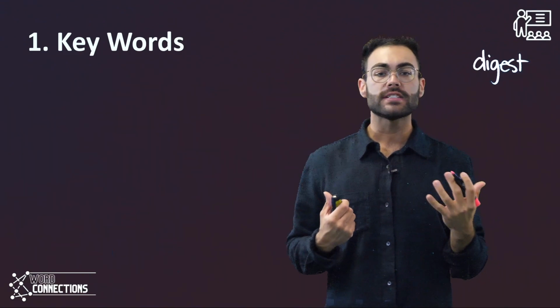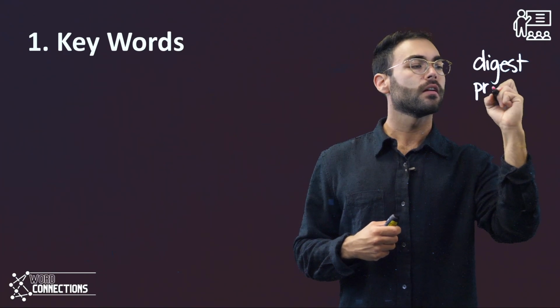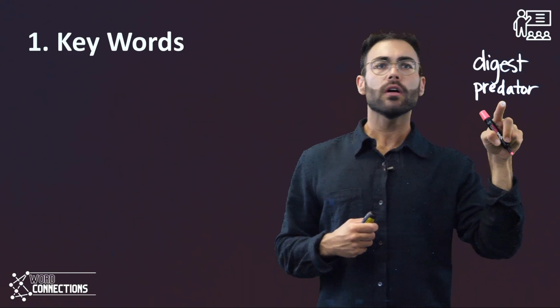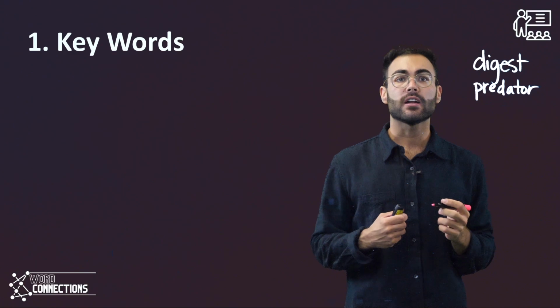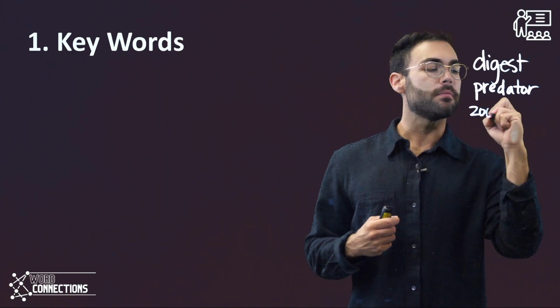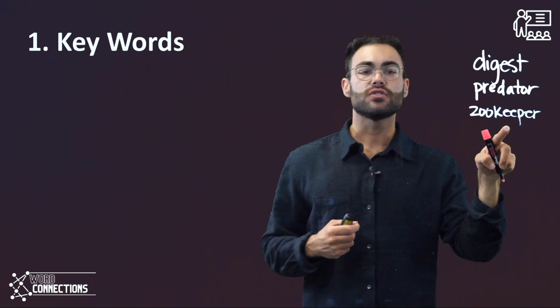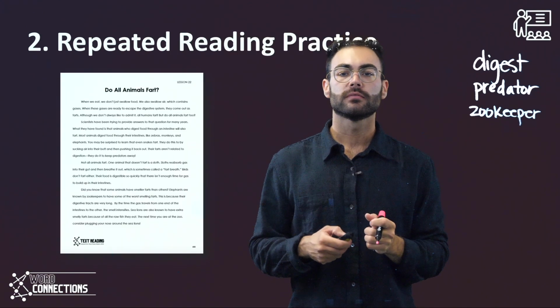Another one of our important words that we're going to read about today and find in our text is predator. What word? Yes, predator. A predator is an animal that hunts other animals for food. And finally, our last important word is zookeeper. What word? Yes, zookeeper. A zookeeper is someone who takes care of animals in a zoo.